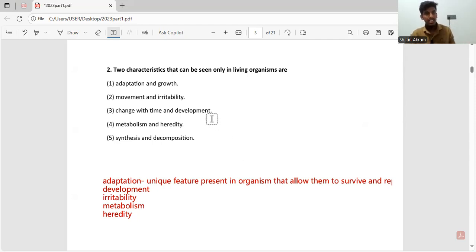Now let's go to the second statement, movement and irritability. Now again, movement. Even non-living things can move, right? If you take the wind, wind moves, water moves, and if you also take machines, machines can also move.